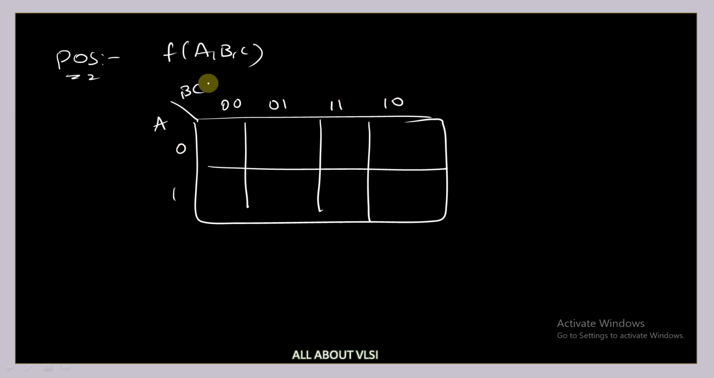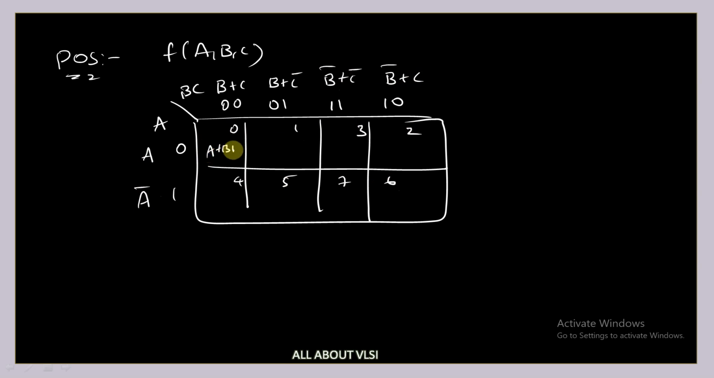Or else you can use this representation also: b plus c, b plus c bar, b bar plus c bar, b bar plus c, and a bar. Anything is fine. So the cells are 0, 1, 3, 2, 4, 5, 7, 6. So this will become A plus B plus C, and so on. This will become A bar plus B bar plus C. All the maxterms we will have. So this is the POS form of representation.